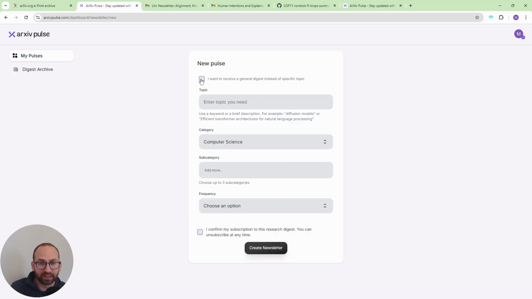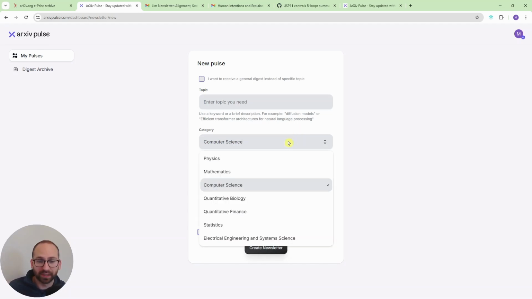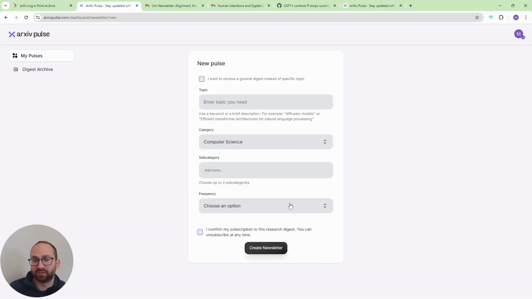If you want a newsletter on a specific topic, you just need to type in the keywords or a phrase here. And I really like this about it. And you have examples. Diffusion models could be an example of a keyword or key phrase, or you could even write a full sentence, like efficient transformer architectures for natural language processing. Brilliant. If this is what you do, then you can type in a whole sentence, whatever floats your boat. So I really like that. You pick a category, you add some subcategories, the frequency, you confirm, and you create a newsletter. And then you will get emails.